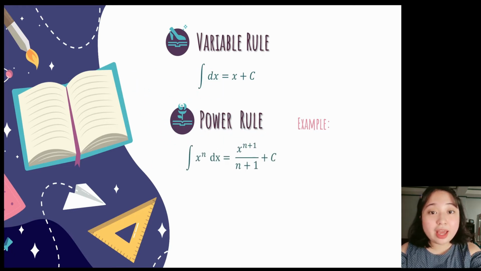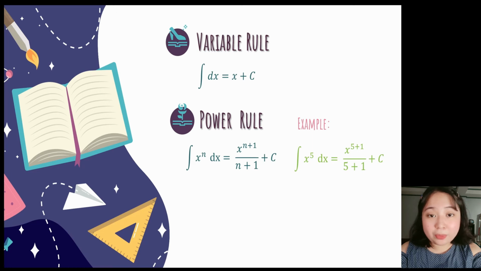Next we have the power rule, which is the integral of x raised to n dx is equal to x raised to n plus 1 over n plus 1 plus c. Here, whatever is the exponent of x, just add 1, so n plus 1 is the exponent. And whatever the exponent is, do the same thing to the denominator and add the arbitrary constant c.